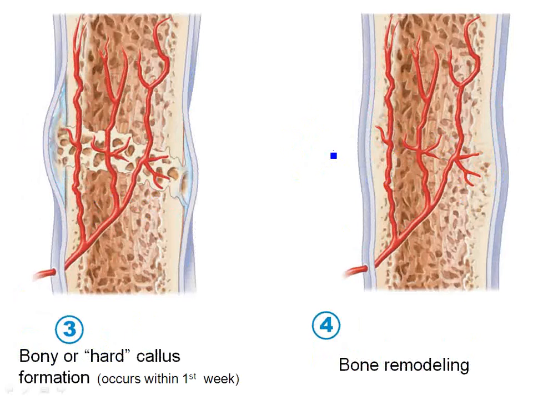Now, after that, soon after the chondroblasts have laid down the cartilage, there's going to be formation of spongy bone in the place of the cartilage. So we call this the bony callus or the hard callus. And this is going to last for several weeks. Of course, during this time, the patient's going to be in a cast.